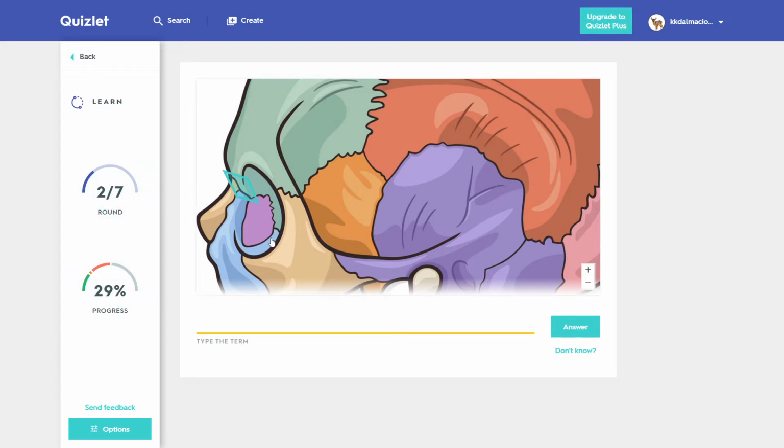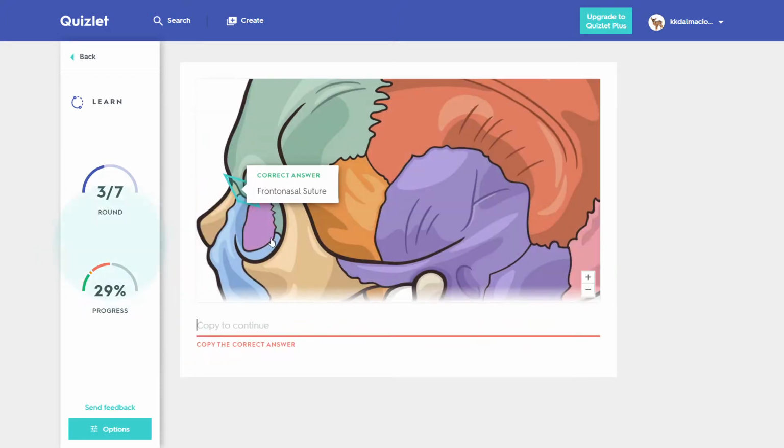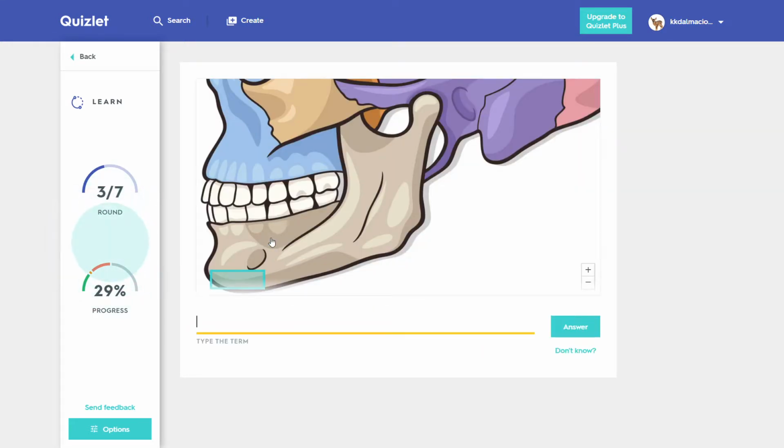Oh, this is a nasal. Oh my word, how... Yeah, you guys are watching me struggle right now. Okay. Nasal suture, something like that. Frontonasal suture. Oh my word. It's a spelling error. Or, actually, no. I missed the word front, so it's not much of a spelling error.